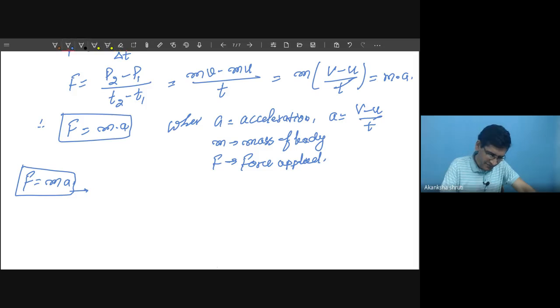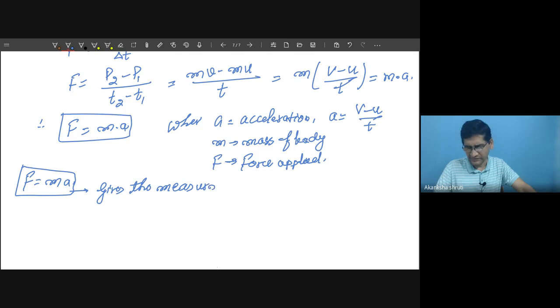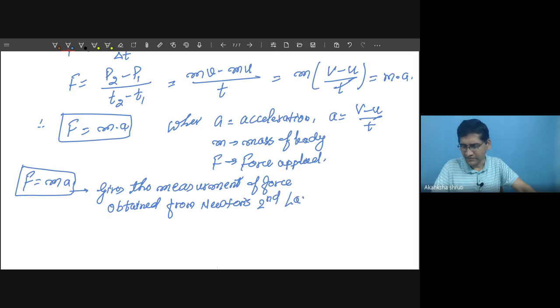This formula gives the measurement of force. And how have we obtained this? It is obtained from Newton's second law of motion.